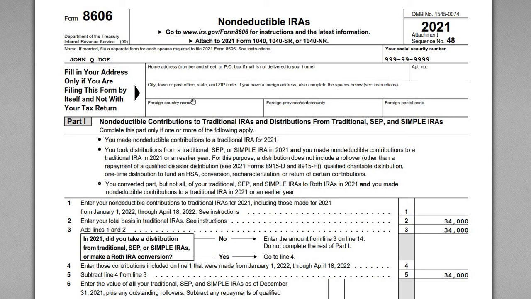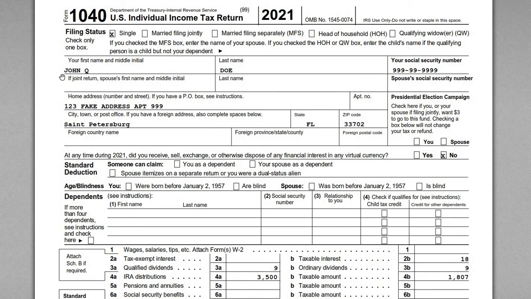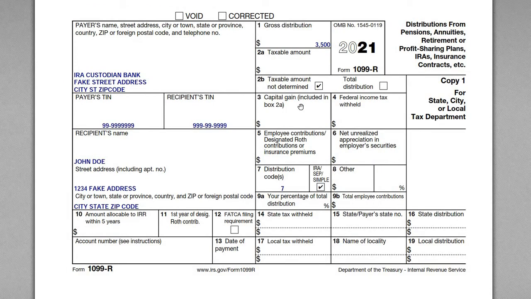Okay, for this video I wanted to cover IRS Form 8606 with an example of what happens when you have distributions from a traditional IRA and you have some basis in that traditional IRA. So I've got a couple pieces in front of us here and the example to walk through. Obviously the 8606 is in front of us and is part of a sample Form 1040 I've got here for our taxpayer John Doe.